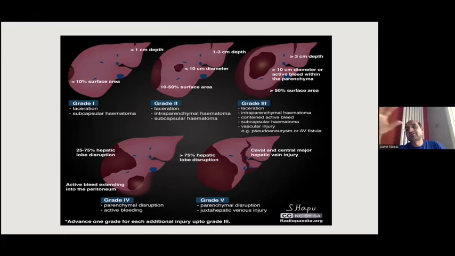But sometimes you have to consider laparotomy in these patients, because there is a lot of blood in the abdomen, and then you have to go back and essentially decompress the abdomen. Otherwise, they will develop abdominal compartment syndrome.